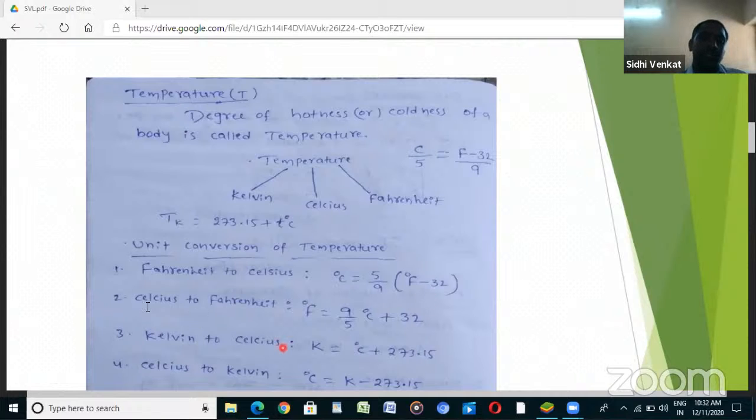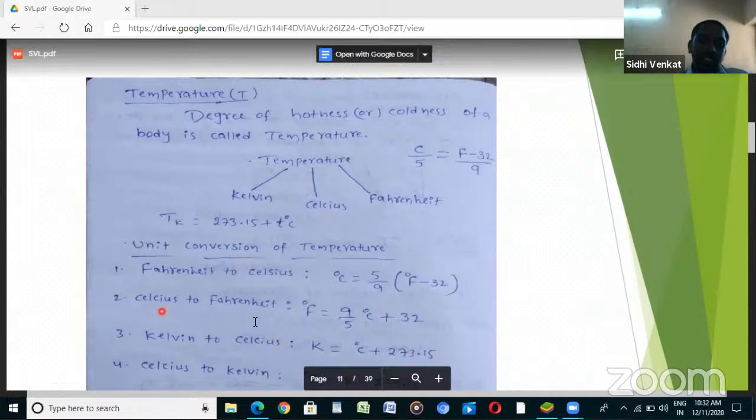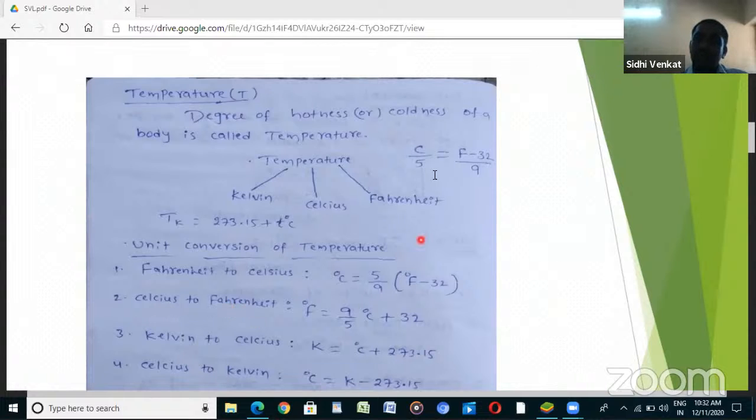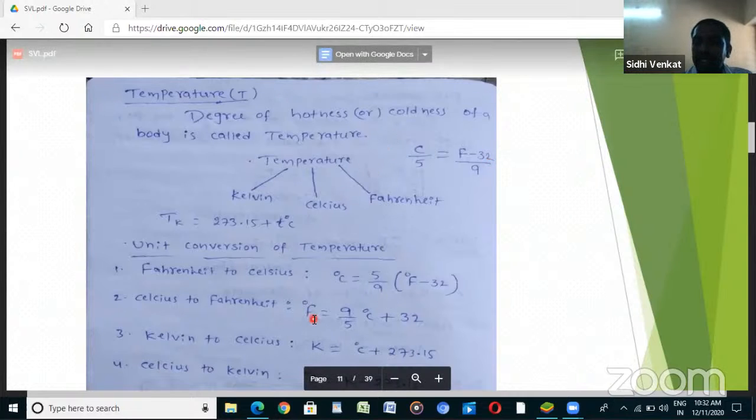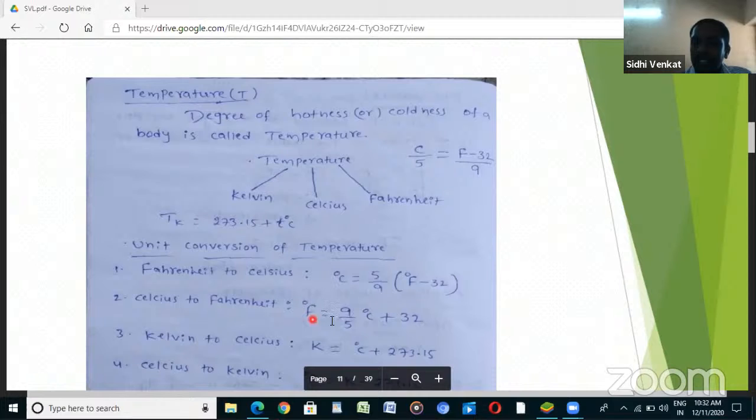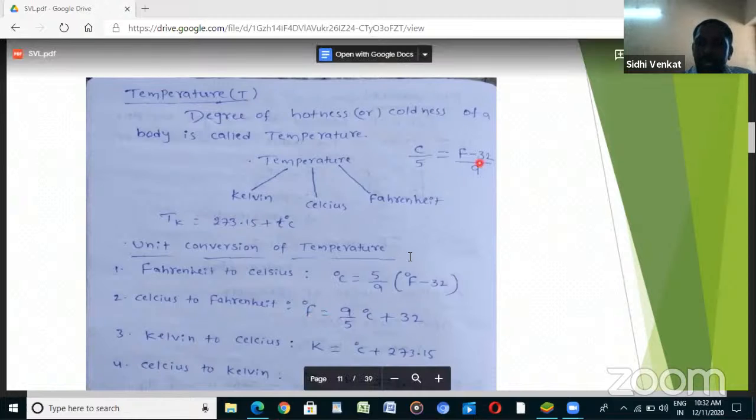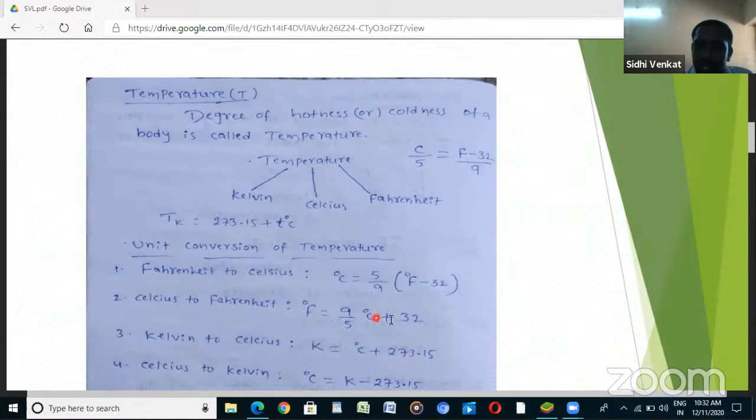And second conversion, Celsius to Fahrenheit. Here look at this formula, Fahrenheit F. Cross multiplying, 9 comes to this side, 9C by 5. Minus 32 comes this side, plus 32. Okay, students, here look at this Fahrenheit degree. F degree equals 9 by 5 degree centigrade plus 32.